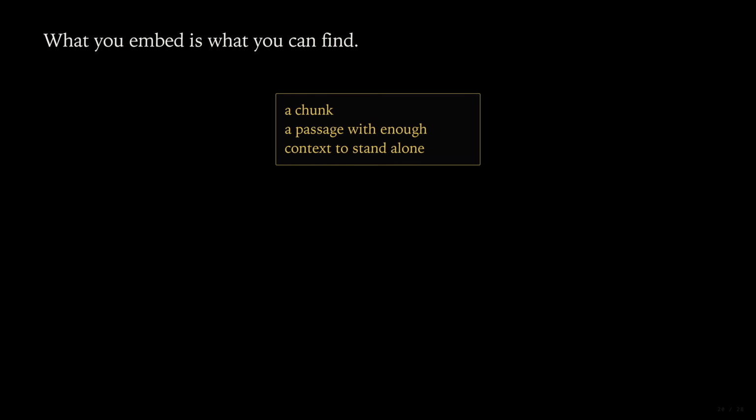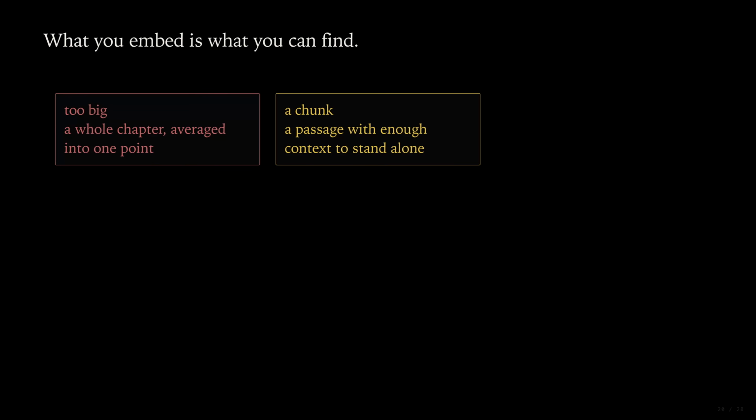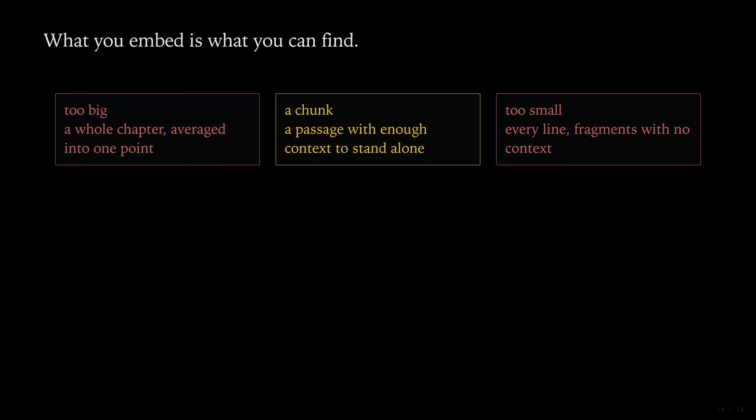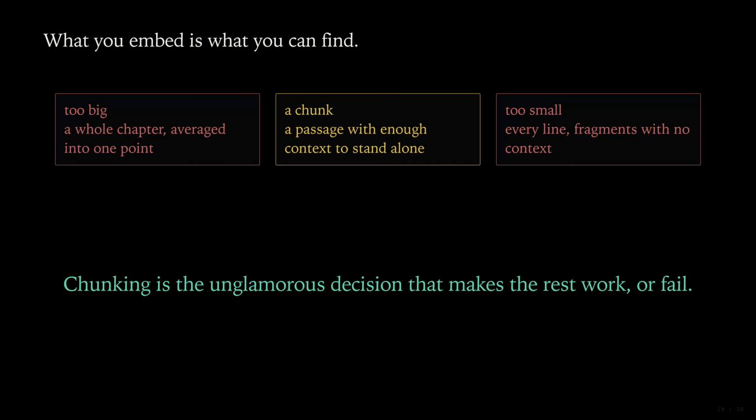Which means what you embed is what you can find. Embed a whole chapter as one point, and the useful sentence gets averaged away. Embed every line, and you retrieve fragments with no context. Chunking is the unglamorous decision that makes the rest of this work, or fail.